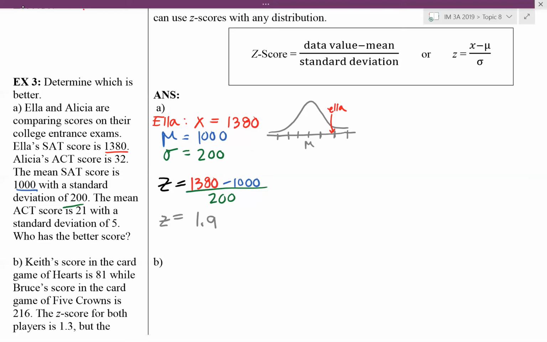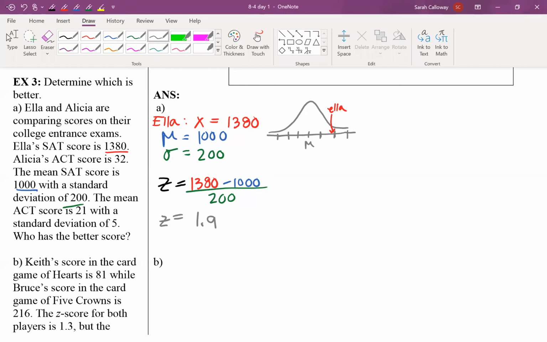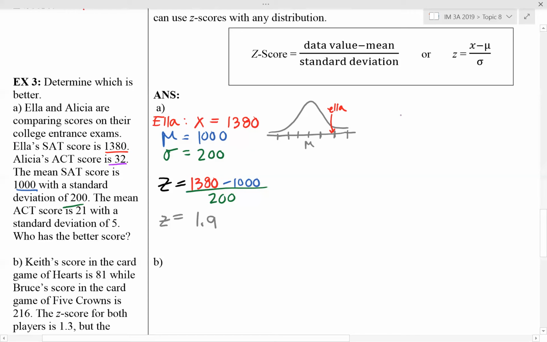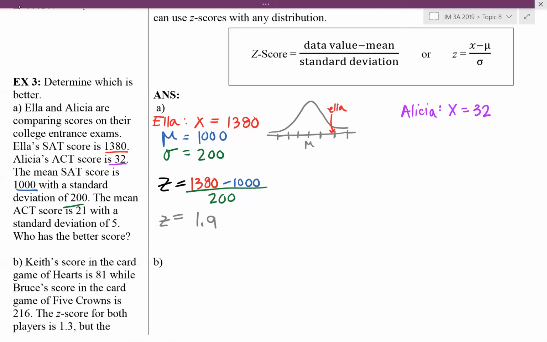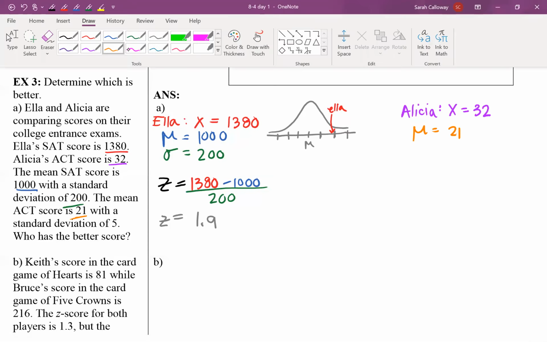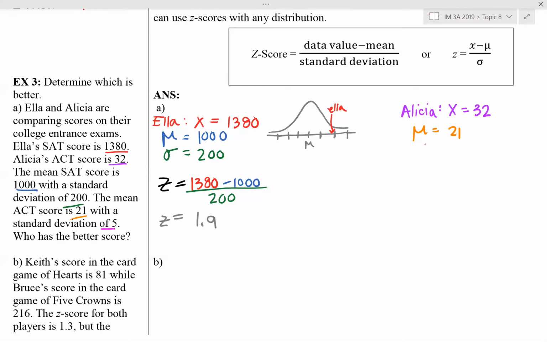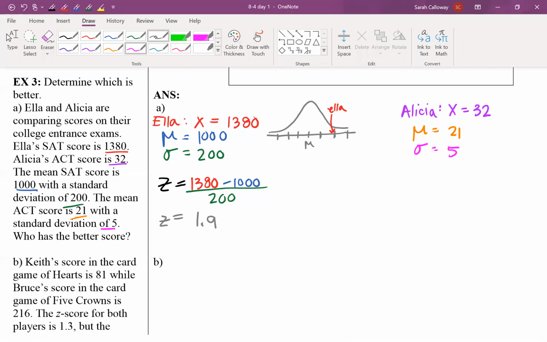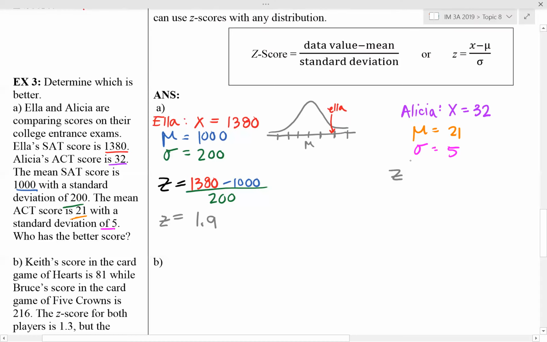So now we've got Alicia. Alicia took the ACT instead. So for Alicia, her score is 32. So in the z-score formula, we're going to use 32 for her score. The mean for the ACT was 21. And the standard deviation for the ACT was 5. So sigma is 5. And so if we plug these values into the formula for z-score, her z-score is 32 minus 21 divided by 5.